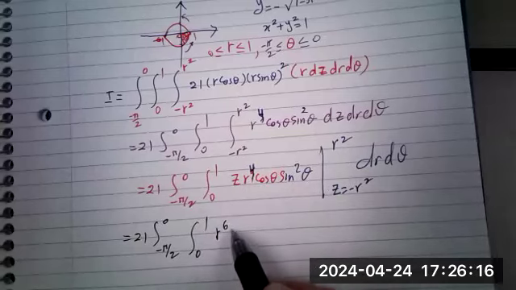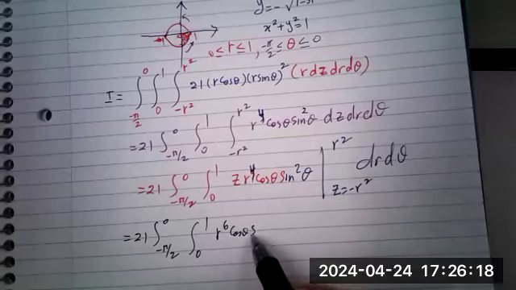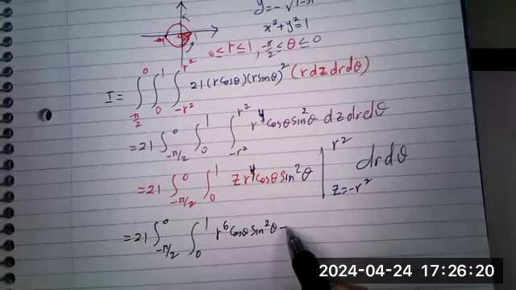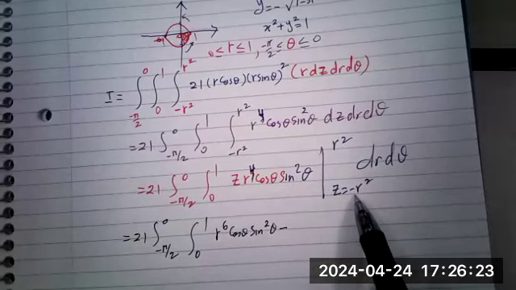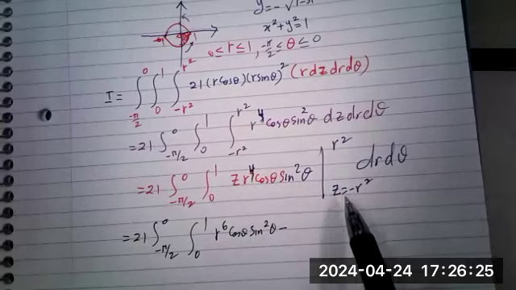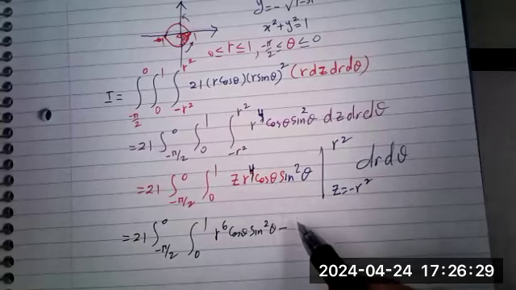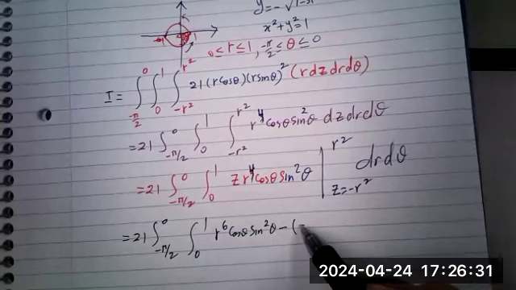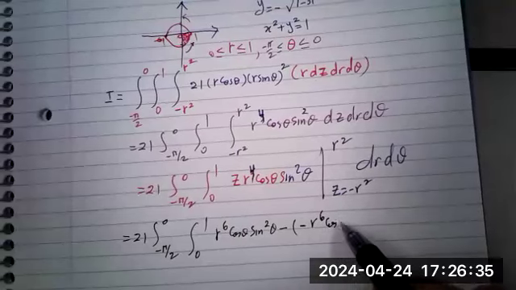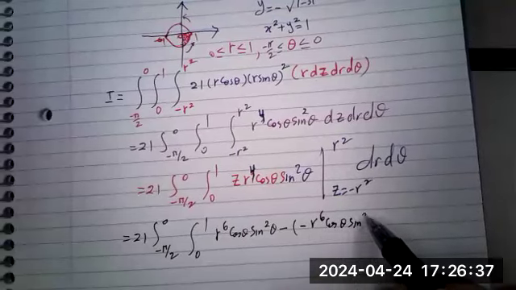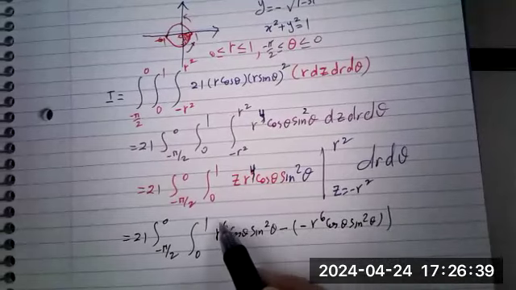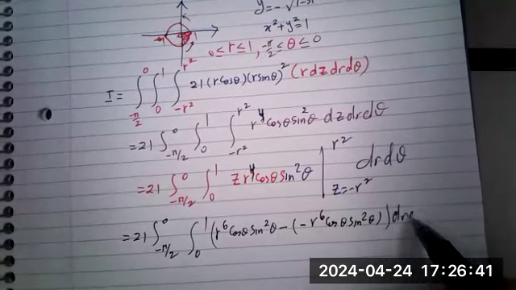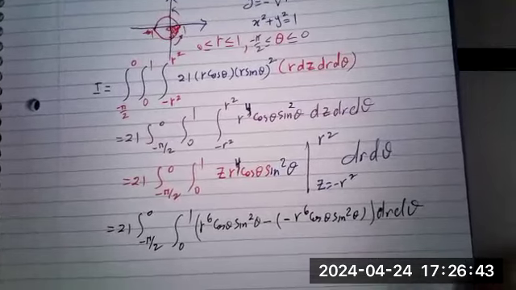R to the 6th, cosine theta, sine squared theta, minus, if you put the negative r squared, that gives you negative r to the 6th, cosine theta, sine squared theta. When you're done, dr d theta. Any question? Both of them are the same.